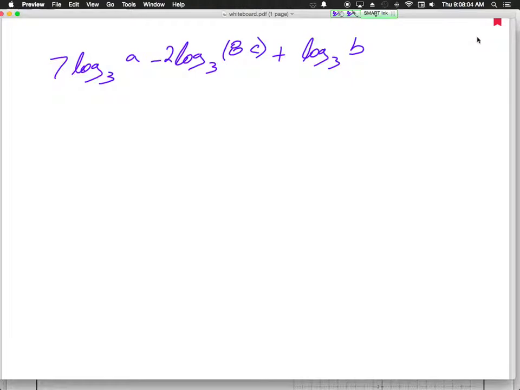So I have 7 log base 3 of A minus 2 log base 3 of 8C plus log base 3 of B. And I want to condense.